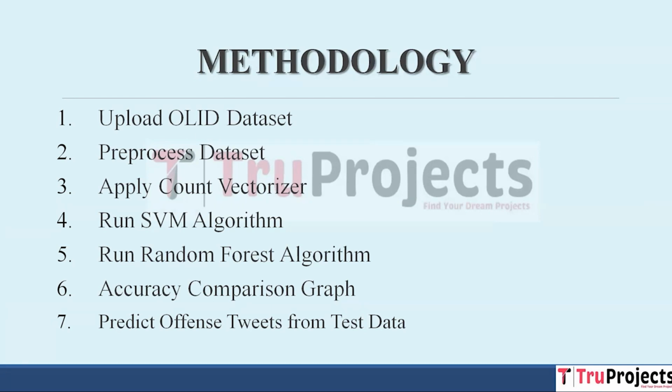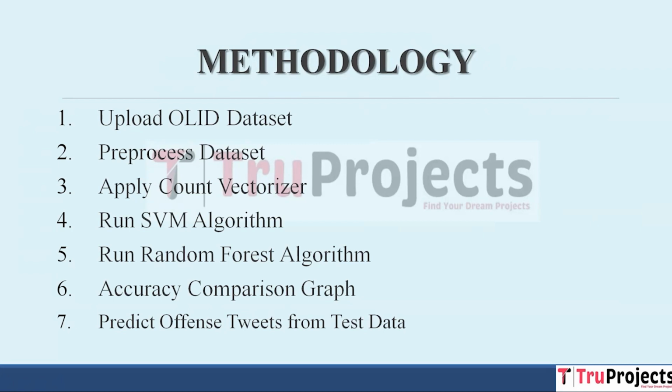Third module is Apply Count Vectorizer. A count vectorizer is a text pre-processing step that converts a collection of text documents into a matrix of token counts. Each row in the matrix corresponds to a document and each column corresponds to a unique token, word. The matrix indicates how many times each token appears in each document. This matrix is used as input for machine learning algorithms.